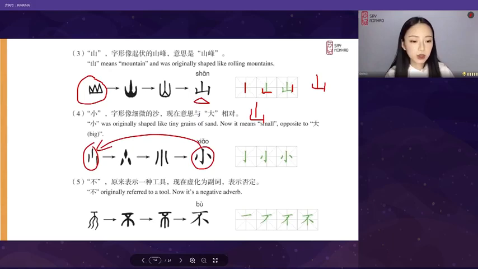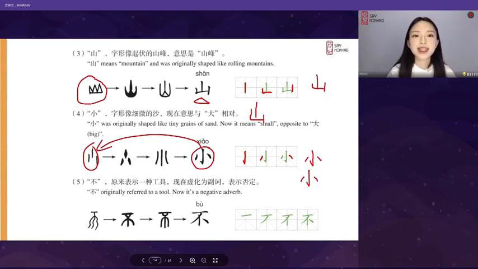So first, we're going to write a vertical hook, 竖钩 here. And then a dot on the left, another dot on the right. Try to write it with me. First, a vertical hook. And then a dot, another dot. Again, vertical hook, dot. This is 小, little.